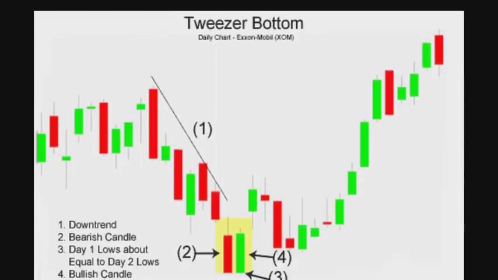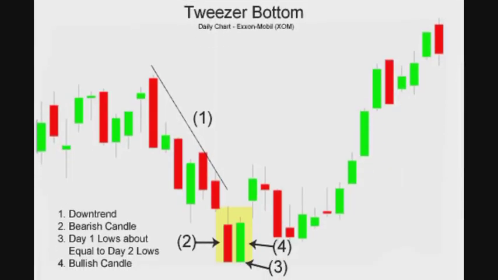What are the key features? 1. It occurs during an existing downtrend, signaling a possible reversal to the upside. 2. It involves 2 candlesticks. The first candlestick is a bearish down candlestick with a long body, while the second candlestick is a bullish candlestick with a long body opening at or near the first candlestick's close.